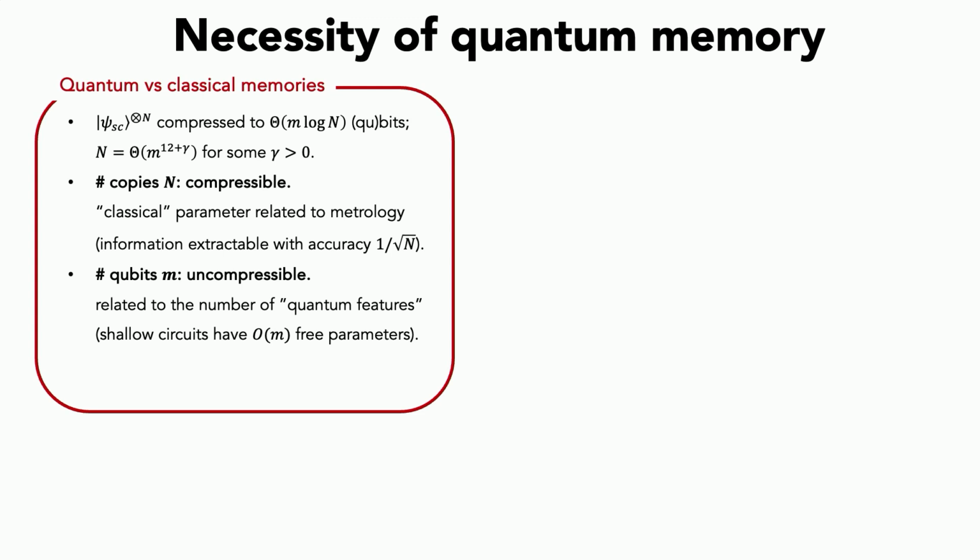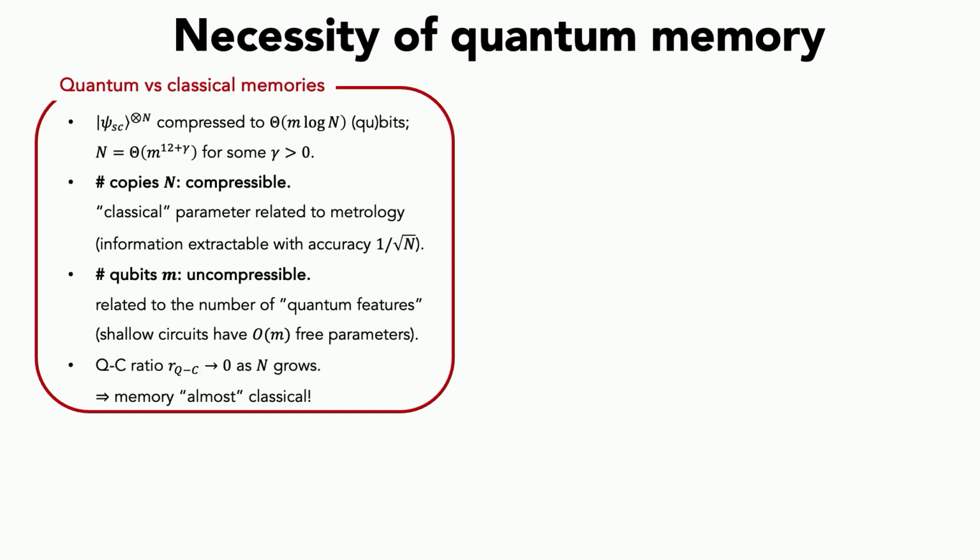And somehow you also see that this qubit number m is not compressible. So we have originally m times n, now we have m times log n. So in terms of m, it is not compressible because this m corresponds to the number of quantum features in the shallow circuits. And in this sense, these features are not compressible.